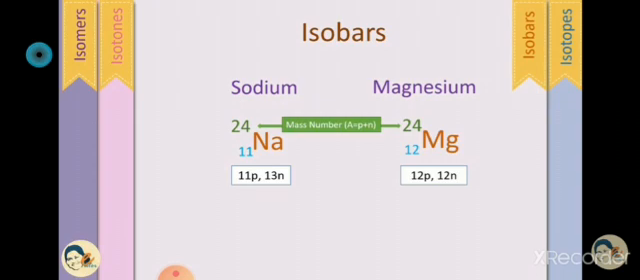In magnesium, the mass number is 24 and the atomic number is 12. So we get the number of neutrons as 12. Here you can see the mass number for both atoms, sodium and magnesium, is the same. So these are called isobars. But they have different numbers of protons and different numbers of neutrons. But the mass number is the same.